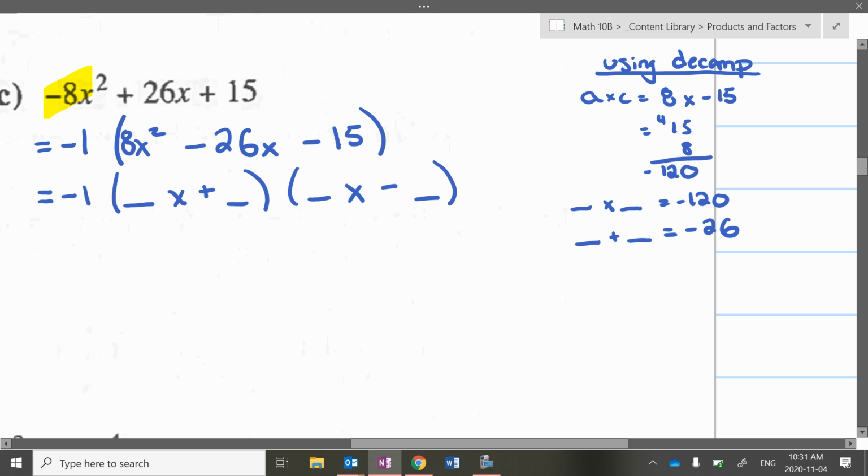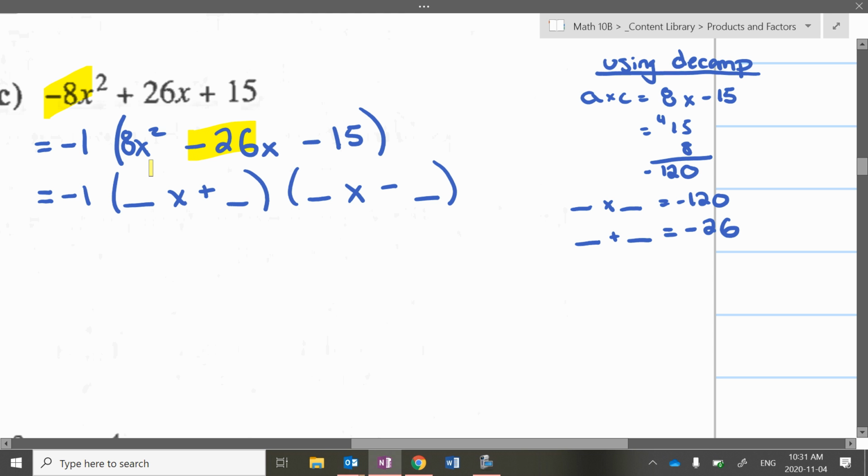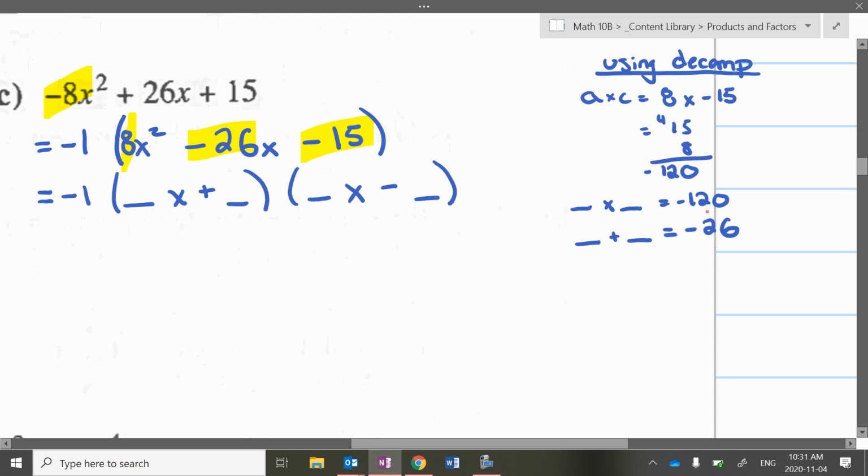So I have 8 times 15 gives me 120. So I need to have 2 numbers that multiply to negative 120 because it was a negative 15 and a positive 8, and then add to a negative 26. So make sure when you're doing it, we're referencing back to using these numbers here. That's the other catch. So what are 2 numbers that multiply to negative 120 but add to negative 26?